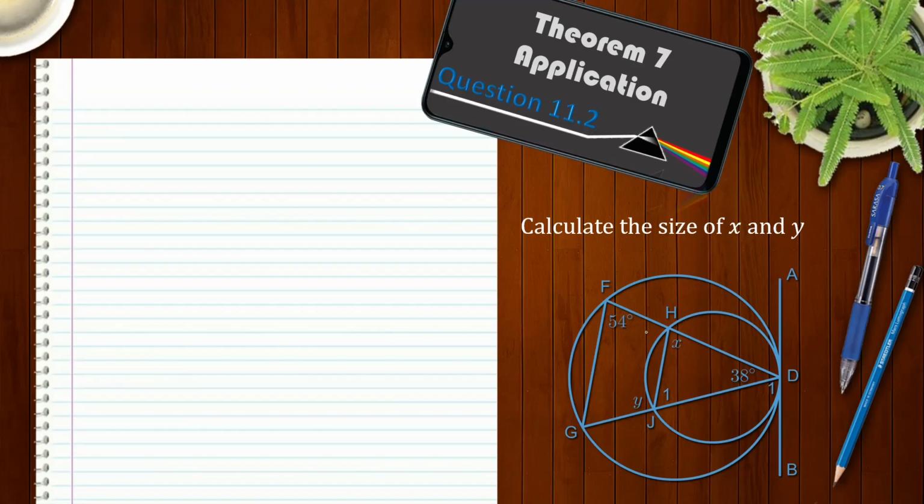All right, so I'm going to start and I'm going to say that D1 is equal to 54 degrees, tan chord theorem, and then I'm going to say that x is equal to 54 degrees, tan chord theorem.